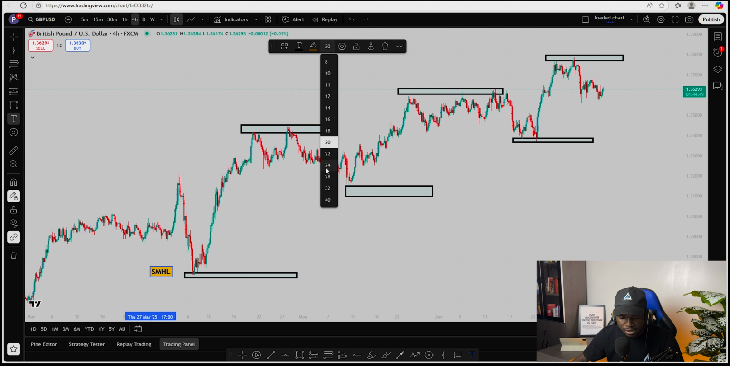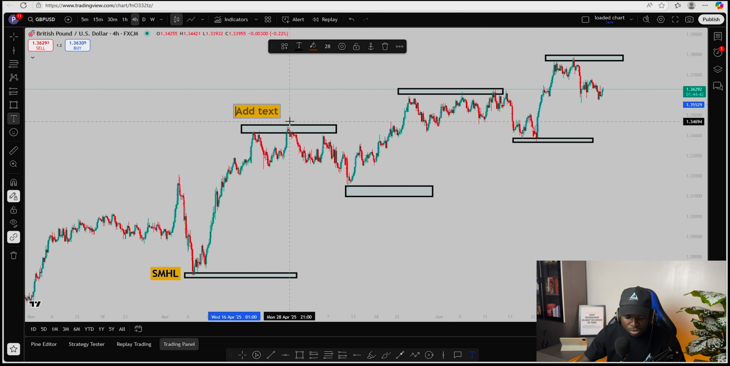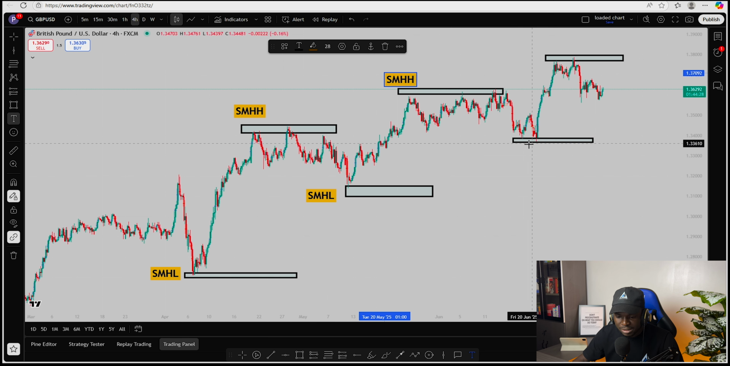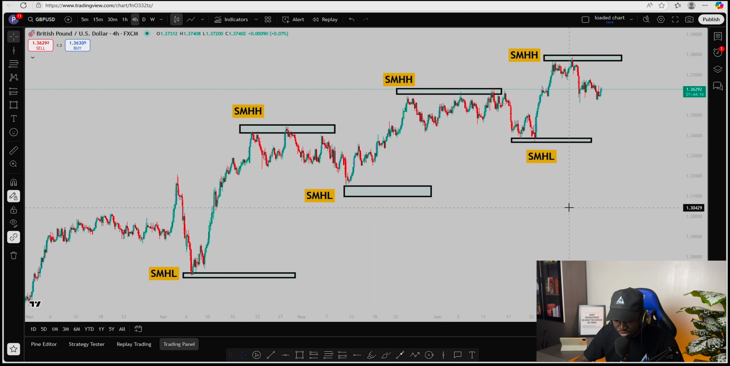Let me increase the font a little bit. Swing major higher low, and then swing major higher high, then swing major higher low, swing major higher high, then swing major higher low, and then swing major higher high. These are the swing levels.